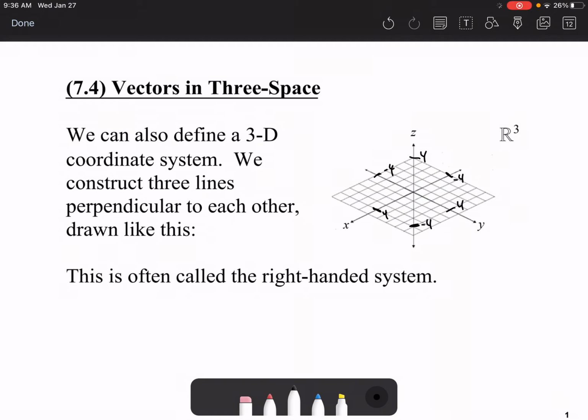This coordinate system is often called the right-handed system because it follows the right-handed rule. And we'll talk about that right-handed rule a little bit later. I have also seen that this system is sometimes drawn with a y going out like this, the x coming out like this, and the z going up like this for the positives.